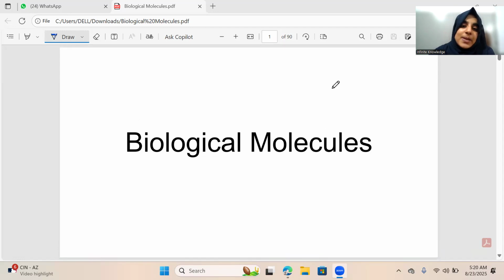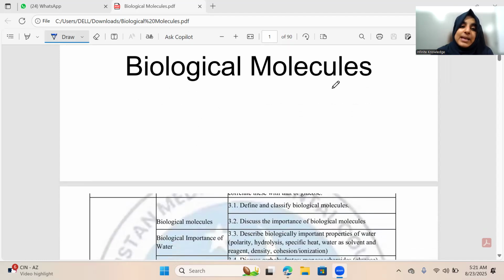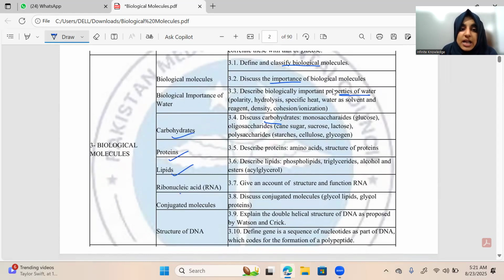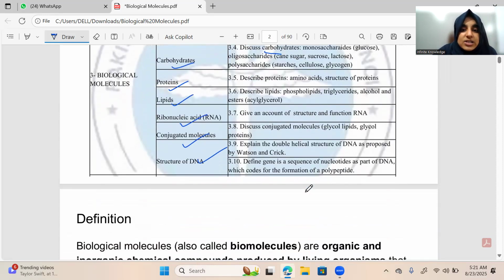These slides are prepared in accordance with the Federal, Punjab, Sindh and Balochistan board books, along with the KPK books as well, and in accordance with the PMDC syllabus of 2025. The first topic we have is to define and classify biological molecules, and classify their importance. Then we have to explain the important properties of water. Then we have to discuss carbohydrates, proteins, lipids, RNA, conjugated molecules, and then the structure of DNA and the Watson and Crick model.